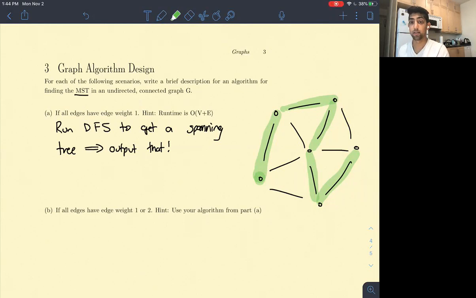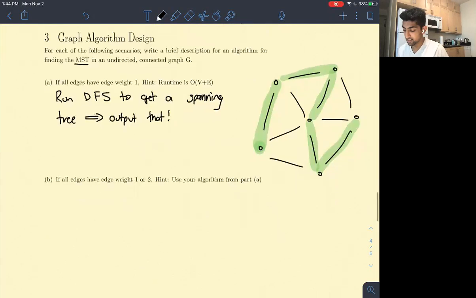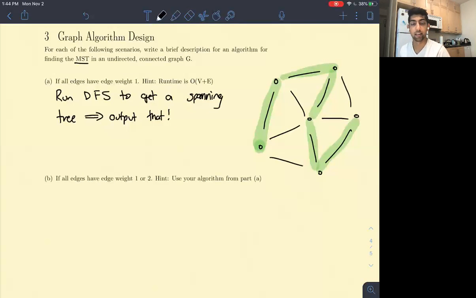So we know the tree the DFS produces, if the graph is undirected and connected, must span all of the vertices, because for any graph that's connected, DFS will find some tree that connects them all, okay? So this tree doesn't necessarily need to be unique. We just know it's a tree that connects them all, and since the edges are the same, it must be the MST. Okay, so let's move on to part B.